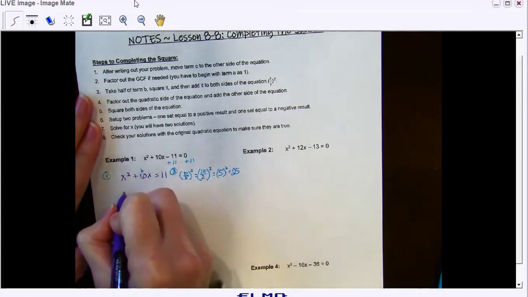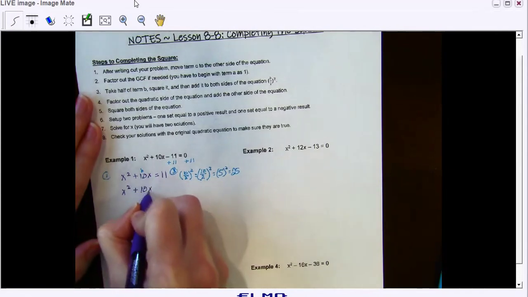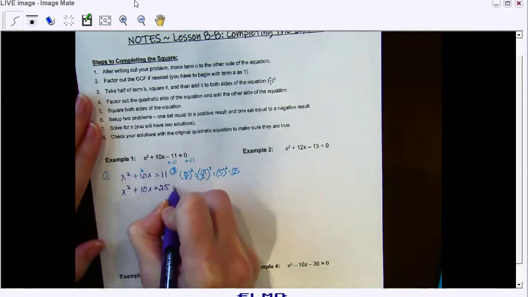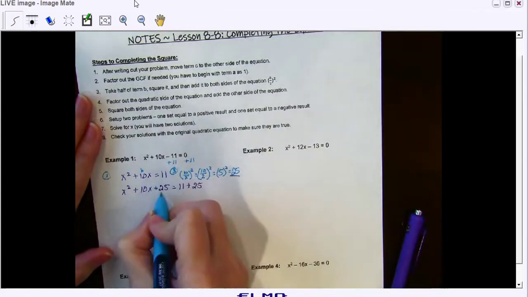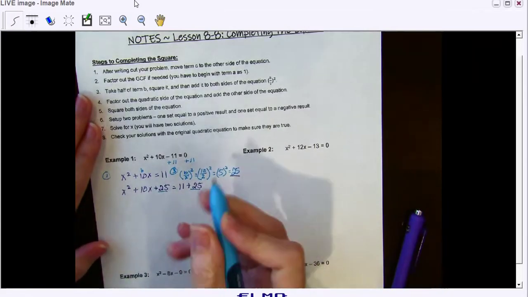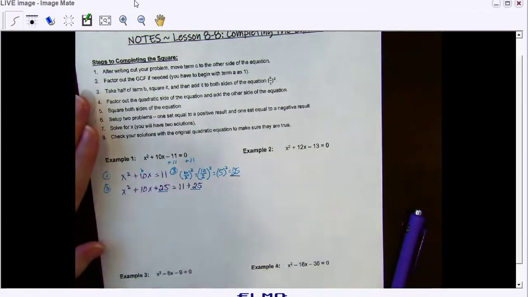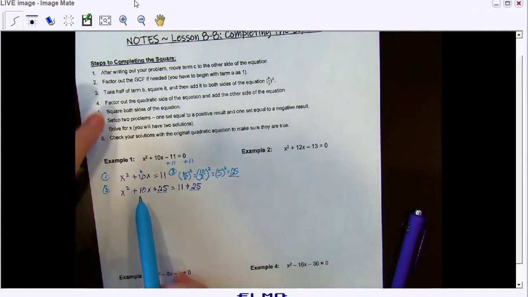So we're going to take x squared plus 10x plus 25 equals 11 plus 25. So we took the 25 and we added it to both sides. Okay, right here and right here. So this also was step 3. So now what we're going to do is we're going to go to step 4.